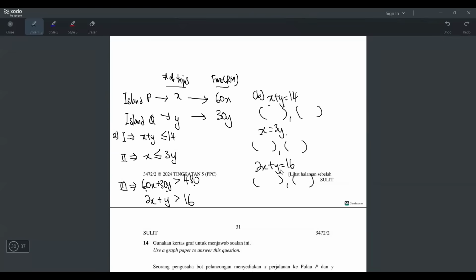Sebab dia line yang ada gradient, like dia punya line ada gradient. That's why you need to do like that. Okay, now you sub x0, y0, x0, y0, x0, y0.